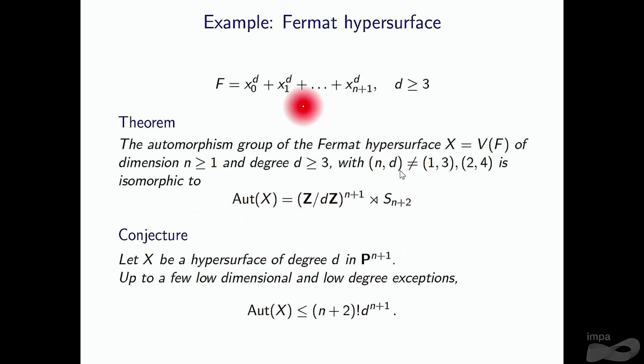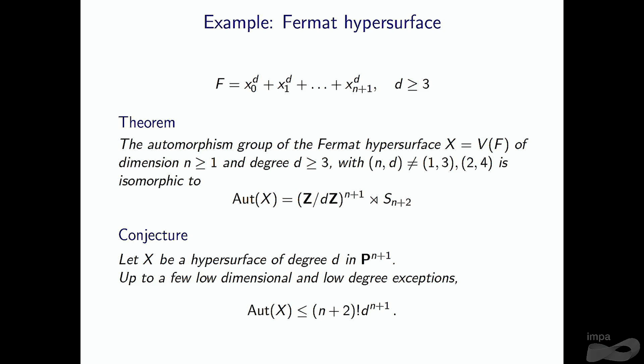And this is very obvious, no? There is S_{n+1}, which is the permutation of the variables. This looks pretty symmetrical in the variables. And there is (Z/dZ)^{n+1}. You can put a d-th root of unity in front of each variable, no? And then, since you are projective, one of them dies by the projective equivalence. So this group clearly acts on X, and it happens to be the whole automorphism group.